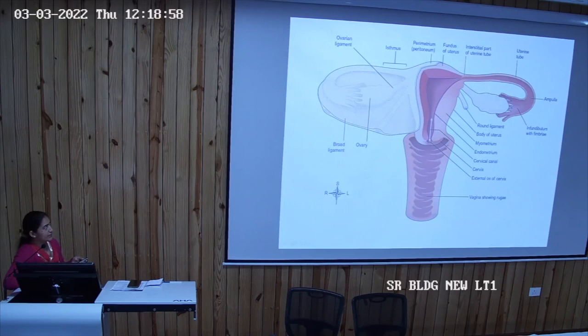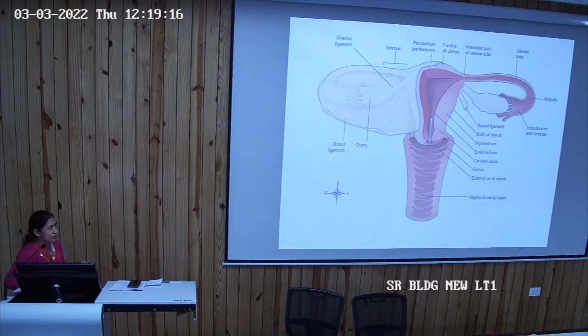If you see the peritoneum covering, it is going from the fundus to the body, and it is going as a broad fan-shaped area. That is, this is the peritoneal fold. So it is covering the oviduct, the fallopian tubes and the fimbriae.